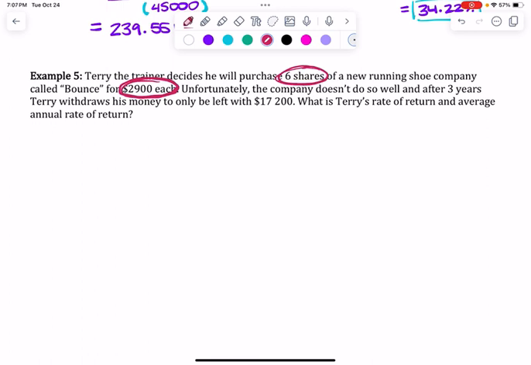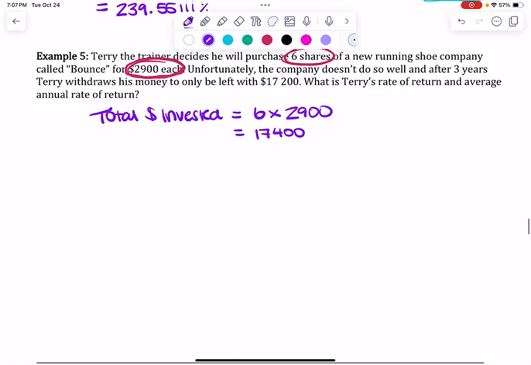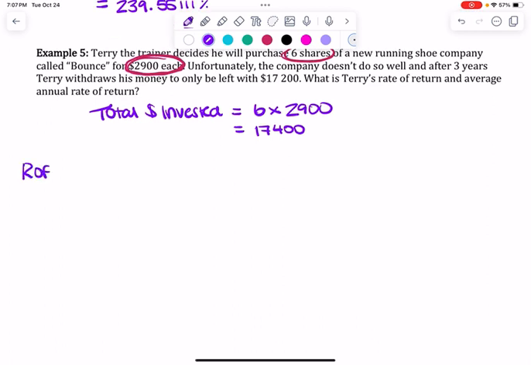So, we're going to do all those calculations, don't you worry, but I do want to know the total he invested. So, the total dollars that Terry invested, Terry the trainer specifically, was not just the $2,900, it's 6 times the $2,900 because he invested 6 shares each worth that value. When I plug that into my calculator, I know that Terry has invested a grand total of $17,400. Now, I don't have any TVM to do, I don't have any simple interest calculations to do because all the information is provided to me in the question. I could simply calculate my rate of return.